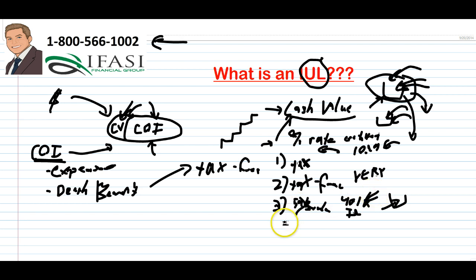And then on top of it, the L in the IUL stands for life insurance. So this means that there's a death benefit associated with it, and it's a tax-free death benefit at that.